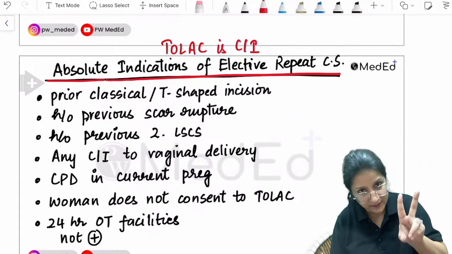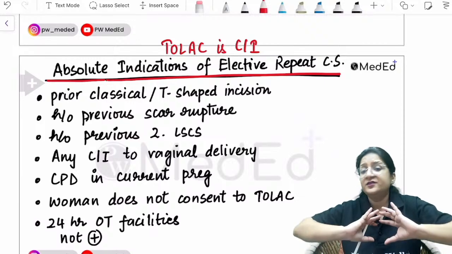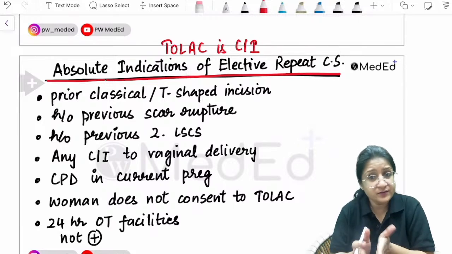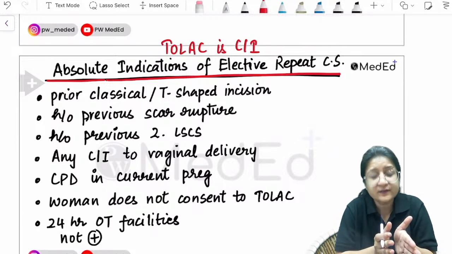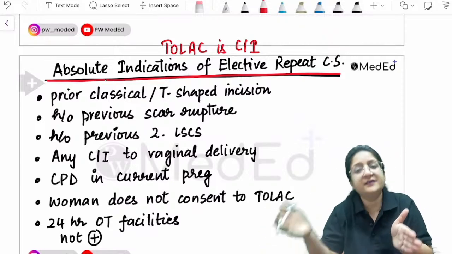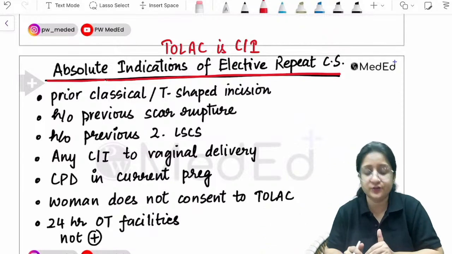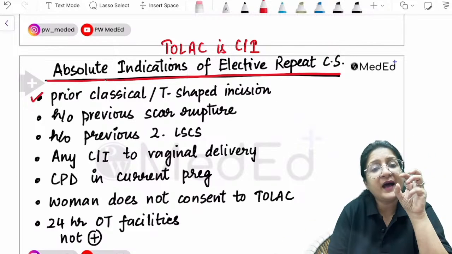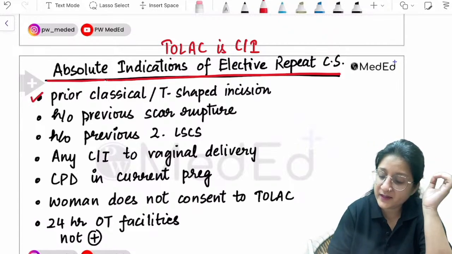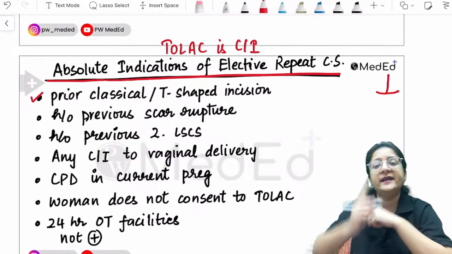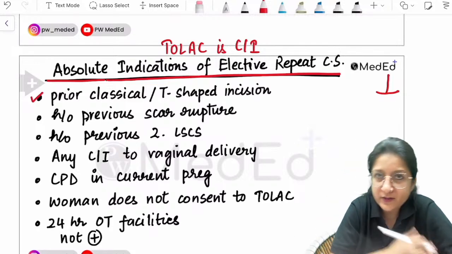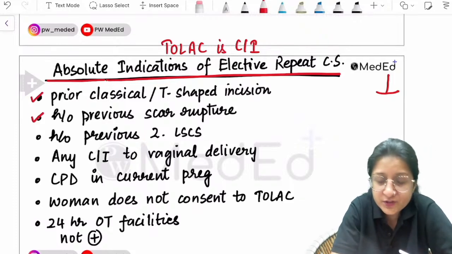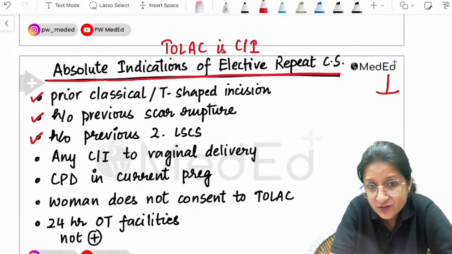Okay, so two lists to remember. Situations where trial of labor after cesarean is definitely not done. In these situations, if we will not go for trial of labor after cesarean, what will we do logically? Elective repeat cesarean section. So this is the list that you need to remember. If there is a history of prior classical or even a prior T-shaped incision, T-shaped incision meaning an incision in the lower segment and then extending upwards into the upper uterine segment. So any situation where the incision had extended into the upper segment. History of previous scar rupture. History of previous 2 cesarean sections.